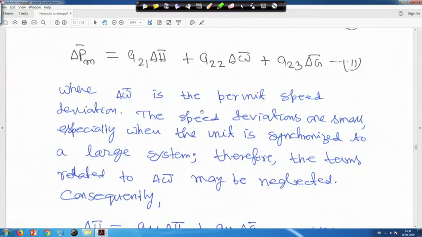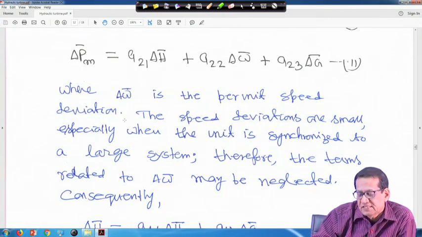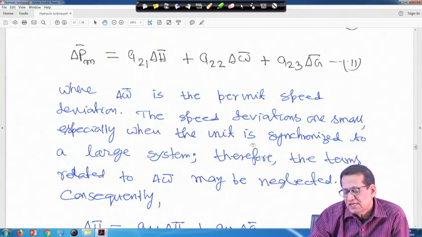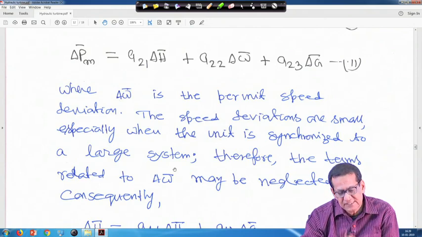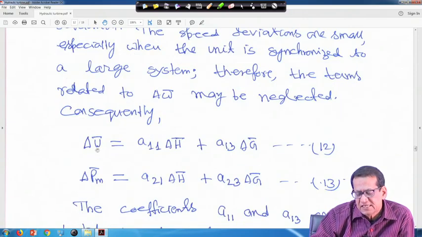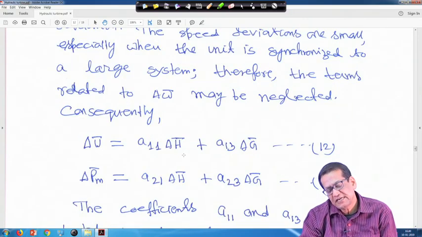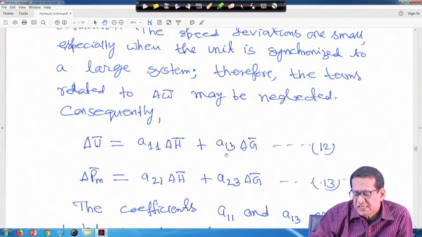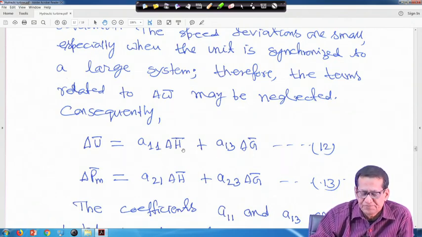So, delta omega bar is the per unit speed deviation. Actually, the speed deviations are very small, especially when the unit is synchronized to a large system, right. So, that means delta omega is almost 0, so we can neglect it. Therefore, the terms related to delta omega bar may be neglected. Consequently, you will get delta u bar is equal to a 1 1 delta h bar plus a 1 3 delta g bar, right. So, this is equation 12.